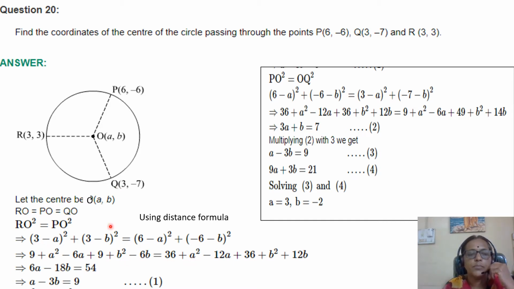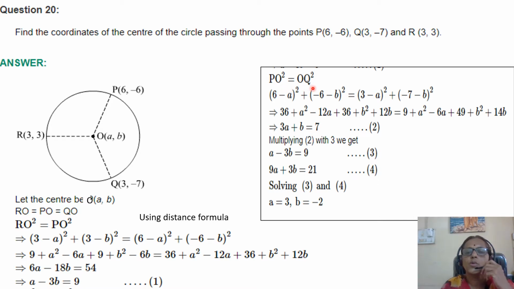Use the distance formula. (3 minus a) whole square plus (3 minus b) whole square is equal to (6 minus a) whole square plus (-6 minus b) whole square. Using a square minus 2ab plus b square, cancel a square from both sides, b square from both sides. Like terms are collected, terms with variable a, terms with variable b. Simplified form of the equation, dividing by 6 throughout, we have equation 1.